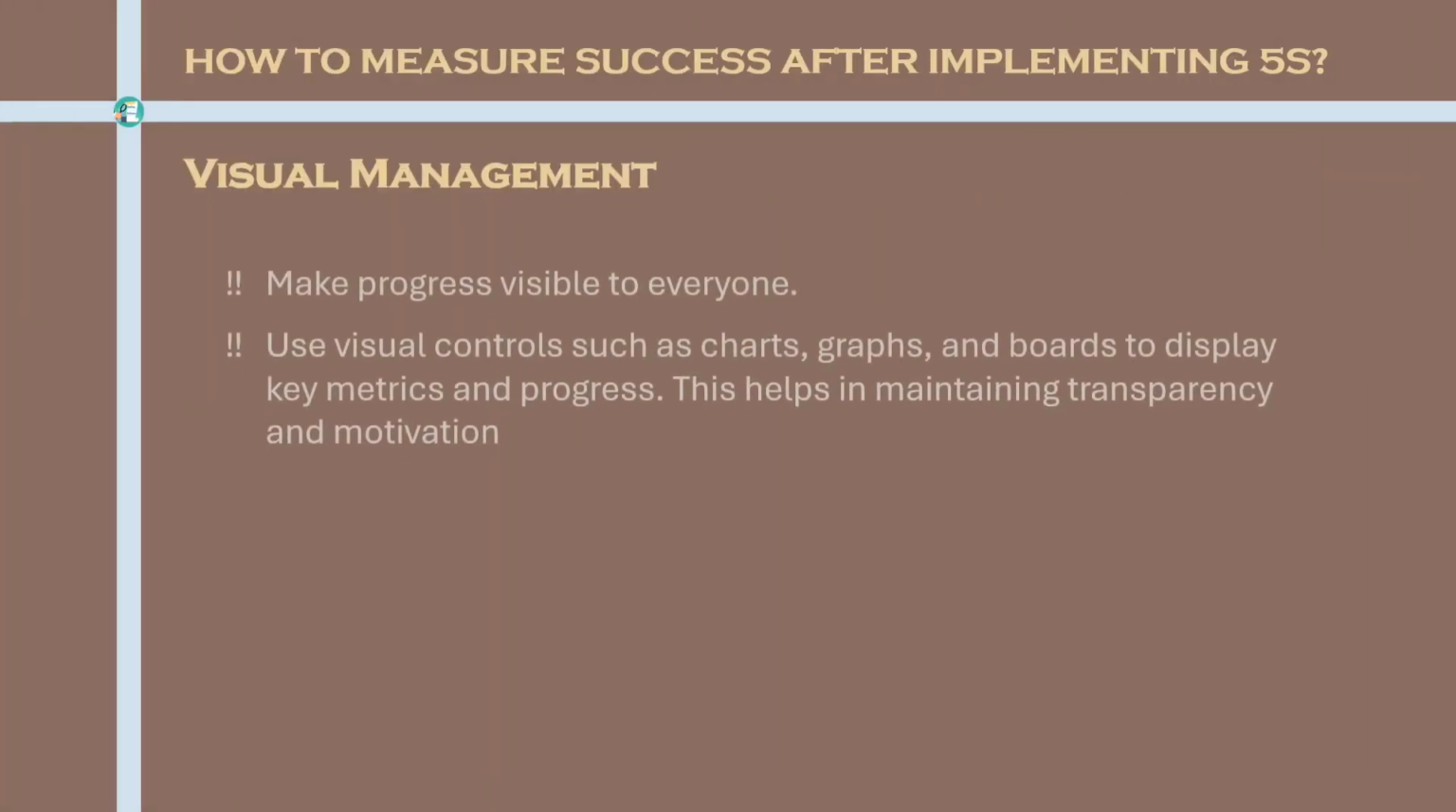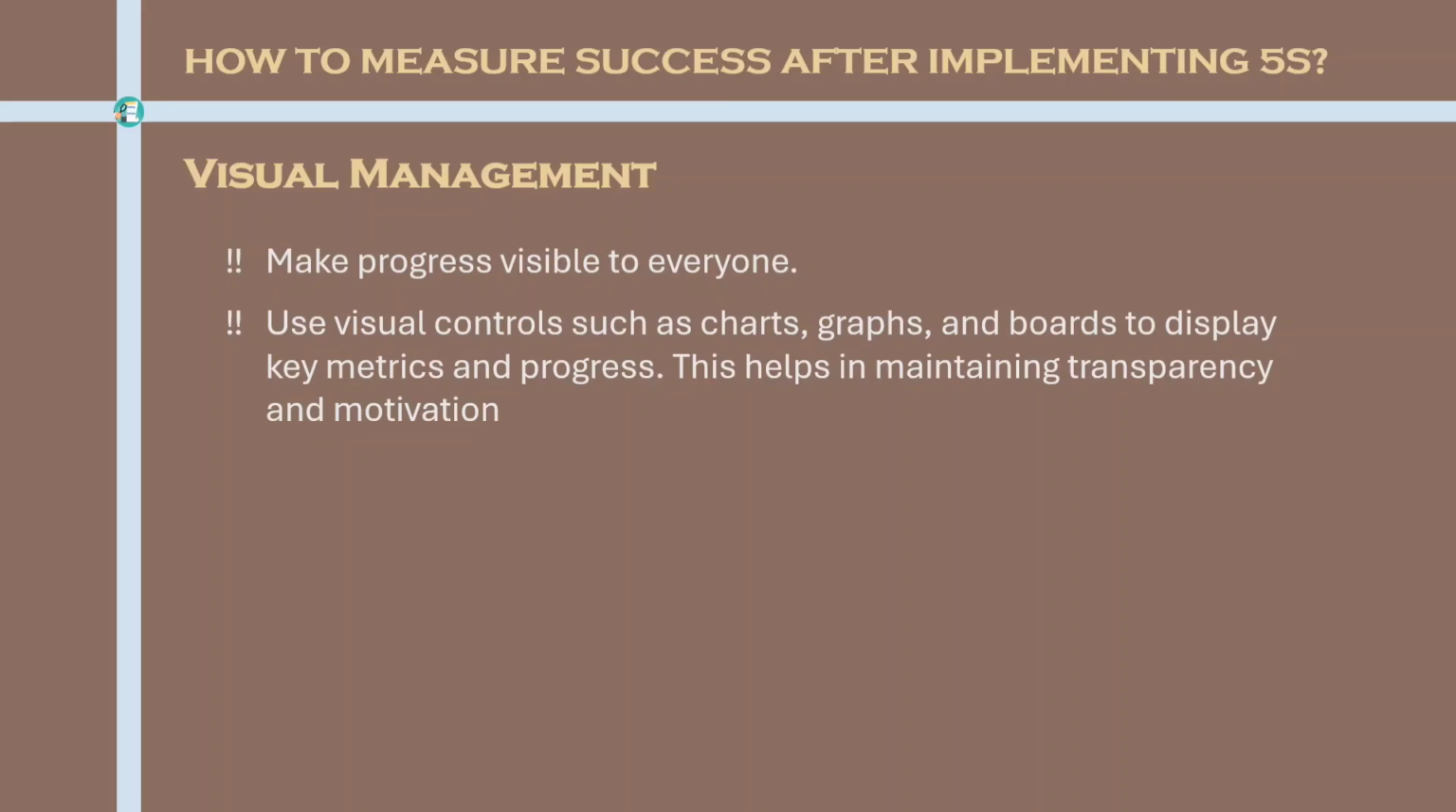The last one is visual management. Make progress visible to everyone, which keeps the people motivated. Use visual controls such as charts, graphs, and boards to display the key metrics and progress. This helps in maintaining transparency and motivation.